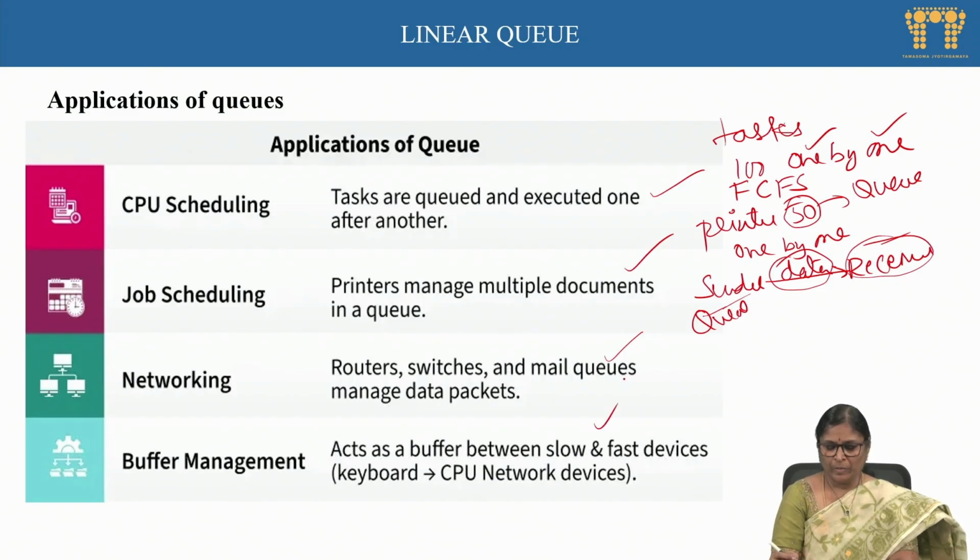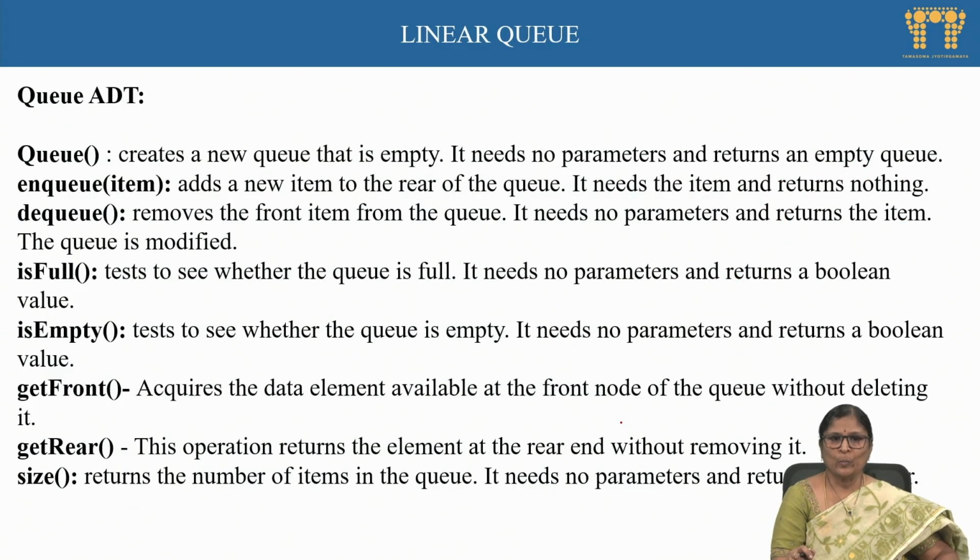Now, buffer management. Here the queue acts as a temporary storage whenever slow devices are on one side and fast devices are on the other side. In that case, all this data will be temporarily kept in a queue. This is what we mean by buffer management. All these are the applications of queue.